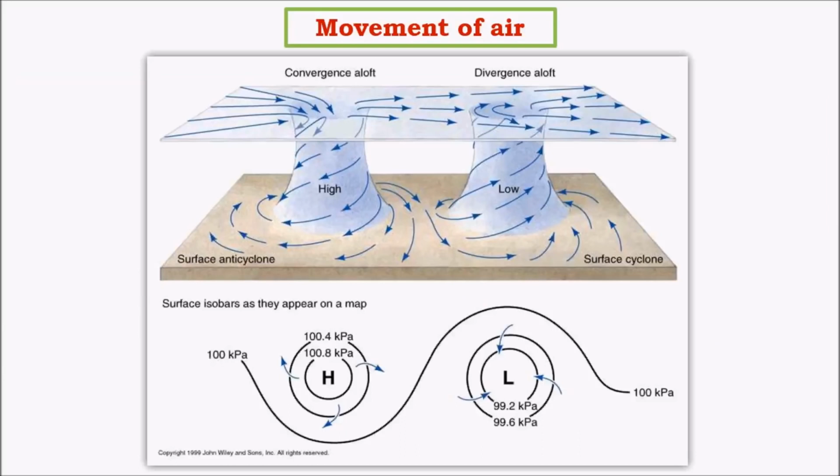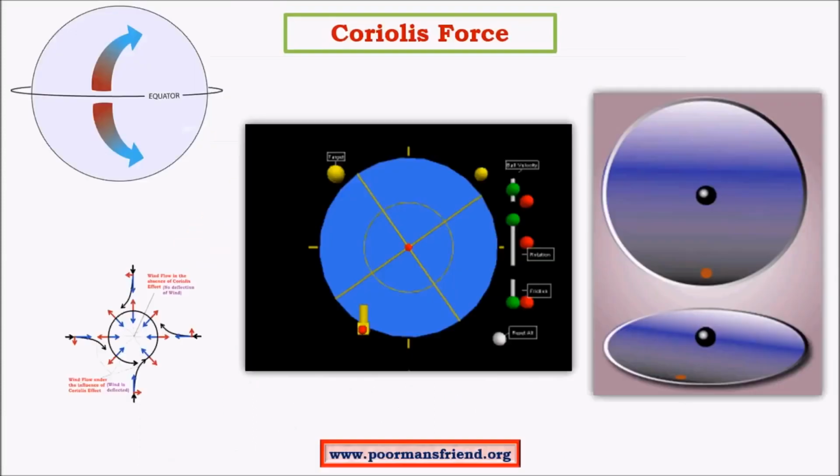So this is how it looks in a three-dimensional view. We can see this is a high pressure center at the bottom where there is divergence, and here it is convergence. We have a low pressure center. So this swirling motion is due to the Coriolis effect. Wind doesn't rush in a straight path. Instead, it takes a curvy path. This is because of Coriolis force.